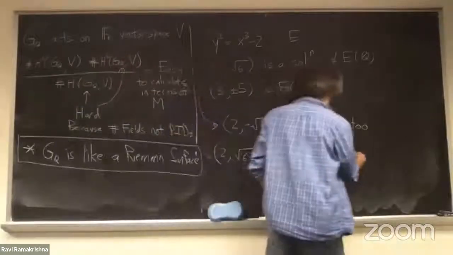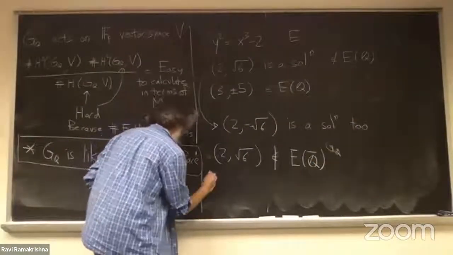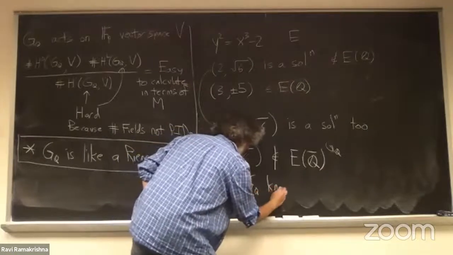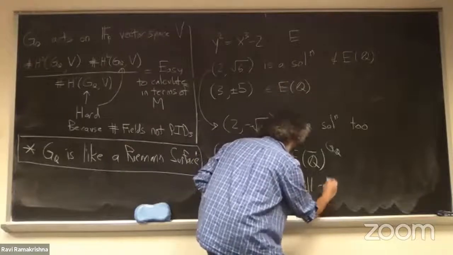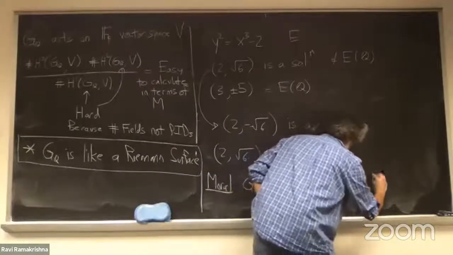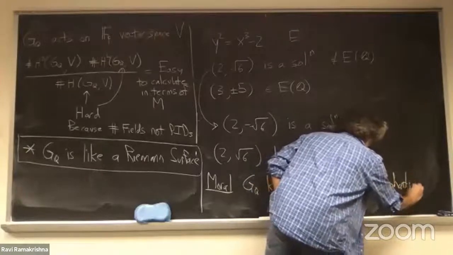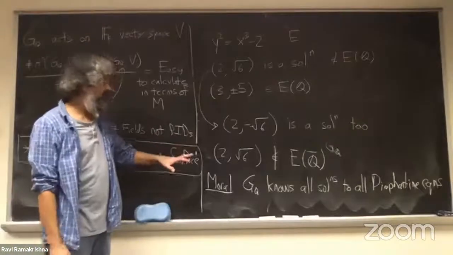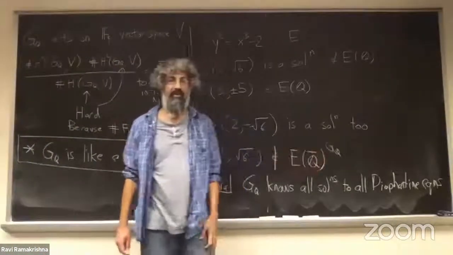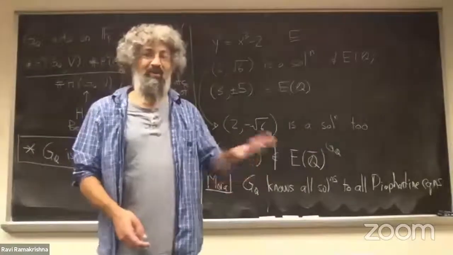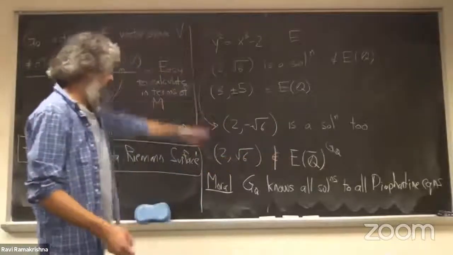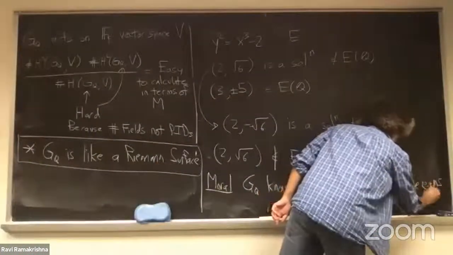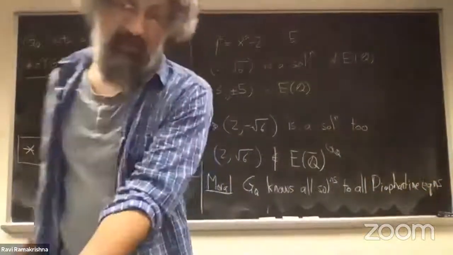So what's the moral? We'll write down this. That this Galois group knows the solutions to all Diophantine equations. Just take the algebraic solutions and take their invariants. Of course, that's hard. I mean, it's not easy to figure this out, but this is the case. It knows the solutions to all Diophantine equations. But I want to convince you this is a really hard group to understand.